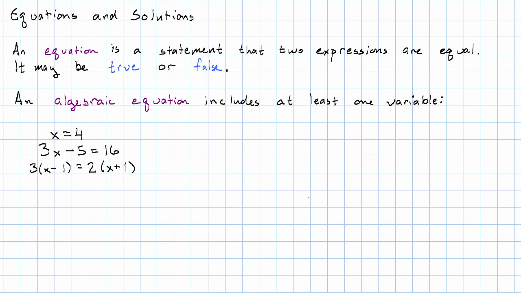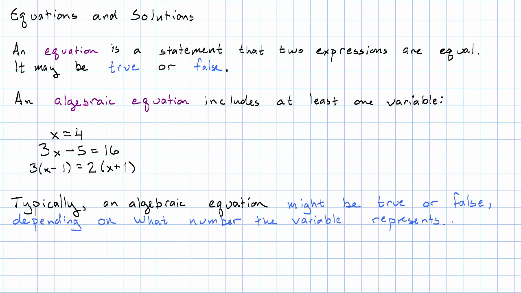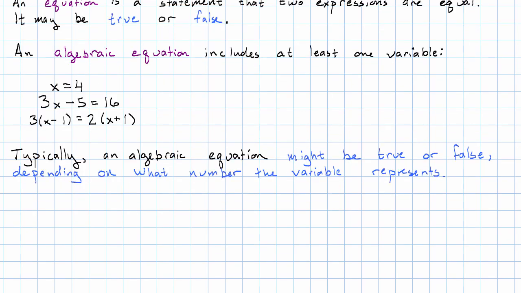So some examples of algebraic equations would be x equals 4, 3x minus 5 equals 16, 3 times x minus 1 equals 2 times x plus 1. Typically, an algebraic equation might be true or false, depending on what number the variable actually does represent. So, with our examples above, x equals 4 is true if x really does equal 4, but it's false if x happens to represent the number 5.